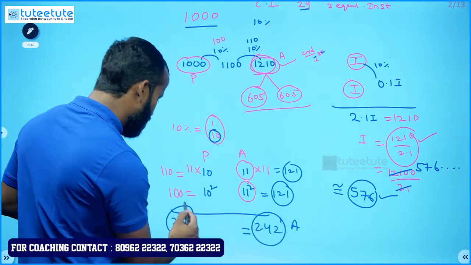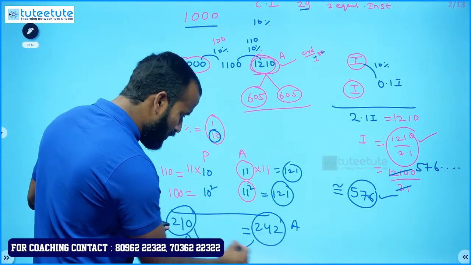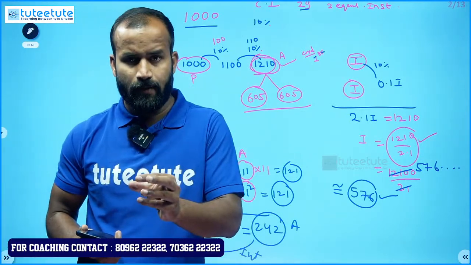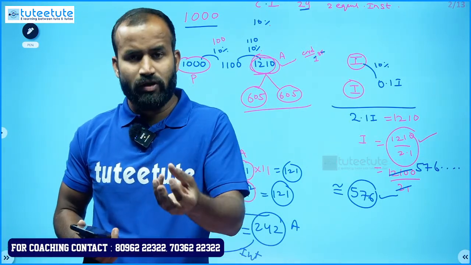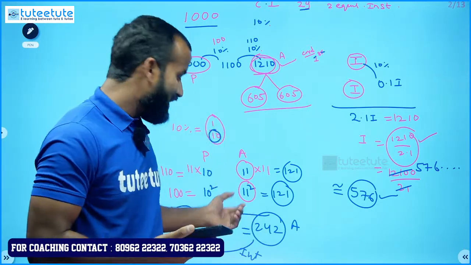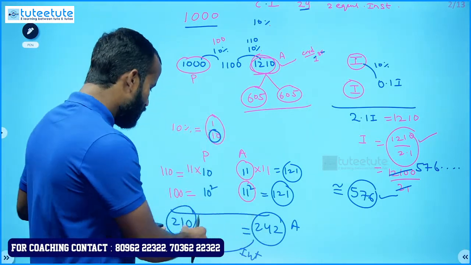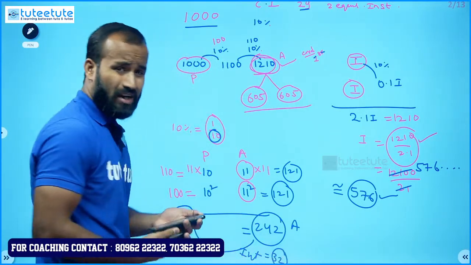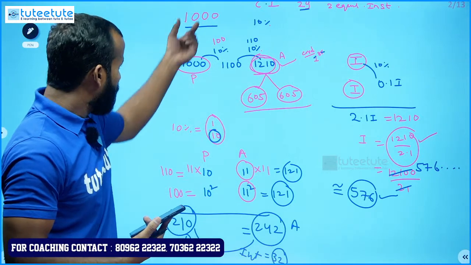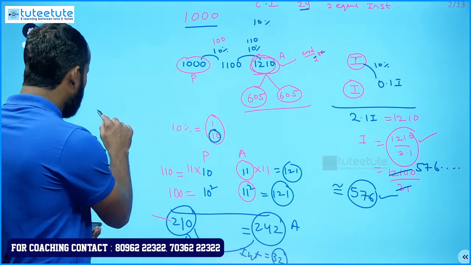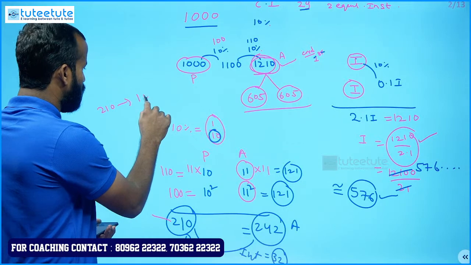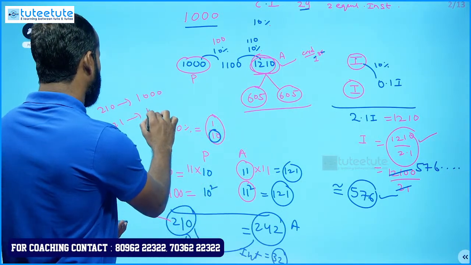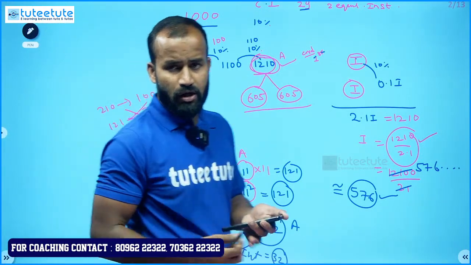This is the principal. The difference between these two will be the interest, not compound interest. Compound interest is different. Don't call it the interest here. So the interest here, the difference, will be 32 parts. So what is given in the question? Principal is given. 210 parts, how much is given? 1000 is given. So what we want is installments: 121 parts, how much? If you cross multiply, again you are going to get 576 only.